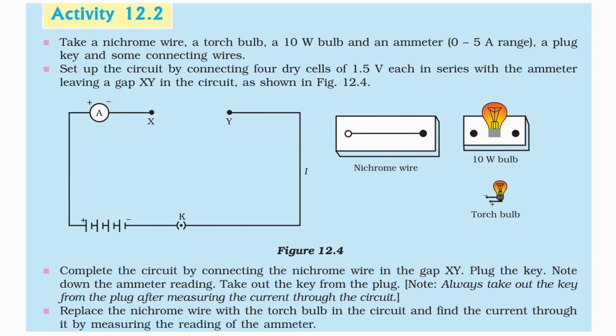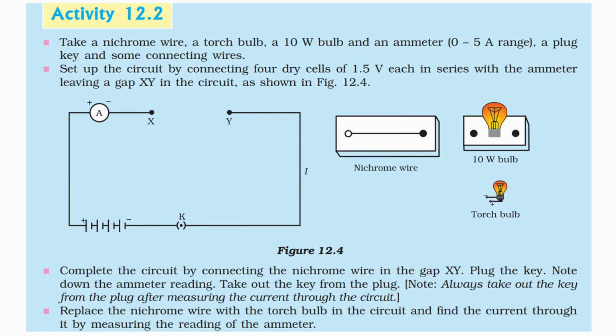In this activity, we have to take a nichrome wire, a torch bulb, a 10-watt bulb, and an ammeter, a plug key, and some connecting wires. This is all the component of circuit. Set up the circuit by connecting 4 dry cells of 1.5 volt each in series with the ammeter having a gap XY. Why we are having a gap XY? So that we can place different objects in between these XY terminals of the circuits.